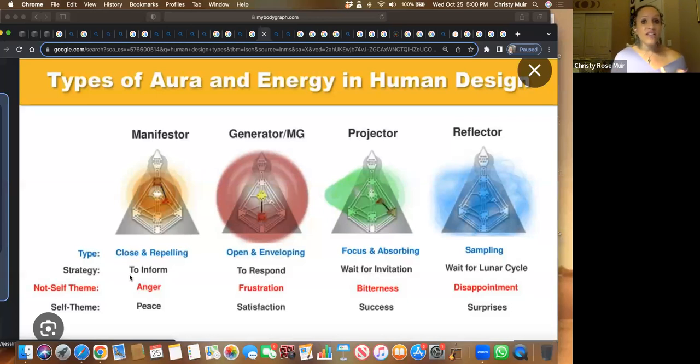But if a manifester doesn't inform the people, it can make the generator a little bit uneasy when the manifester comes along and just says, hey, we're doing this now. And the generator's like, well, I thought we were doing this before. And the response to that resistance in the others will also sometimes be to try to control the manifester that they don't understand. Again, manifestors only being 9 or 10% of the population, the manifester will feel anger. They'll feel anger because they'll feel resistance from the others and they'll feel others trying to control them.